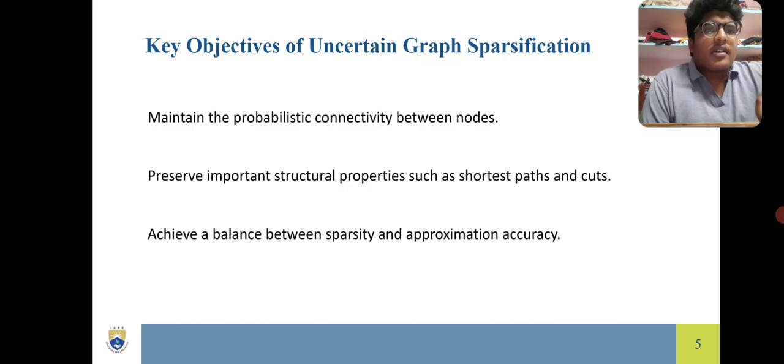Key objectives of uncertain graph sparsification: maintain the probabilistic connectivity between nodes, preserve important structural properties such as shortest paths and cuts, and achieve a balance between sparsity and approximation accuracy. Without that, the sparsification can't be completed.